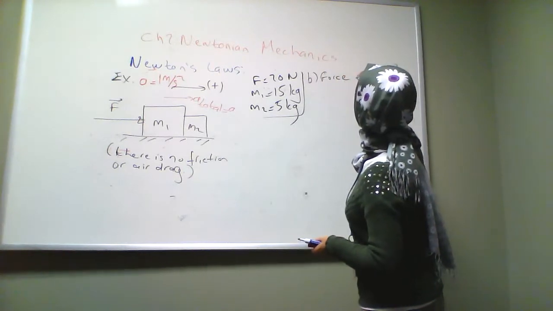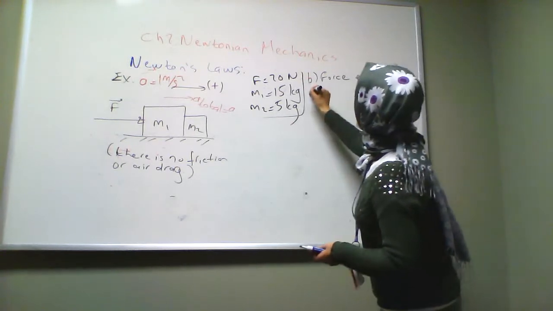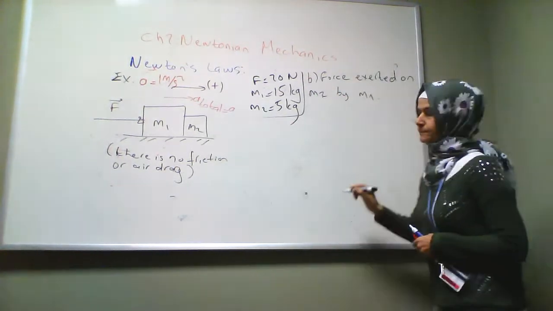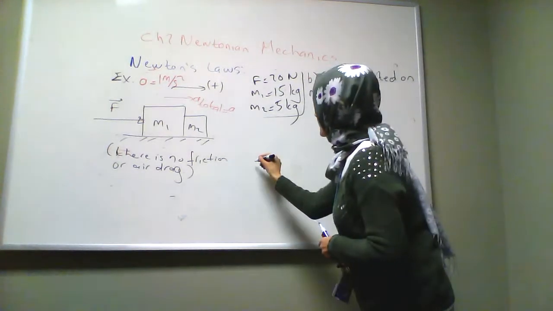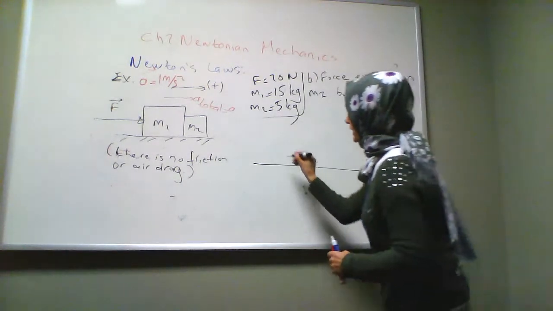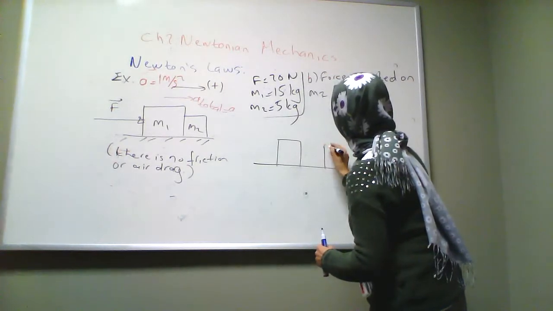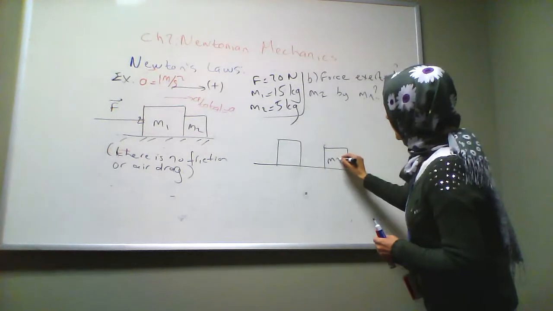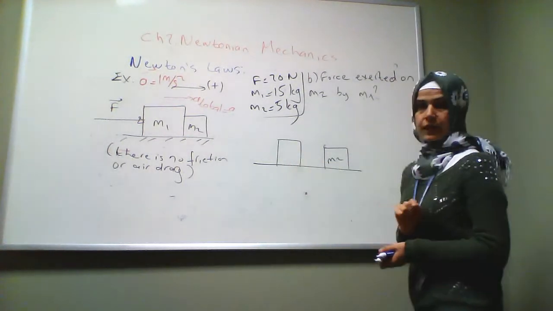Force exerted on M2 by M1. What is this force? To do this, we separate these two objects. They're not actually separate, but to consider this, we can separate them and consider only M2. We'll get to M1 later.